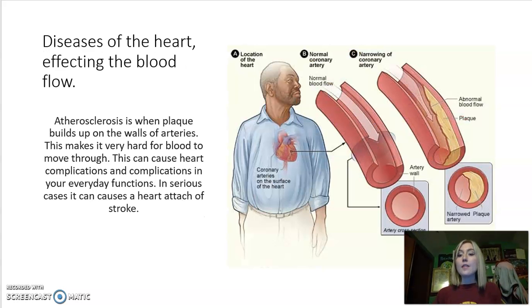So, now that we know the blood flow, it's good for us to look at the actual diseases that can come from blood flowing. So, atherosclerosis is when plaque builds up on the walls of arteries. It makes it really hard for blood to actually move through it, since it's acting like a plug. It's plugging it up. This can cause many complications with your heart, but it can also cause complications with everyday functions.